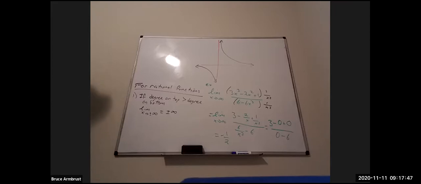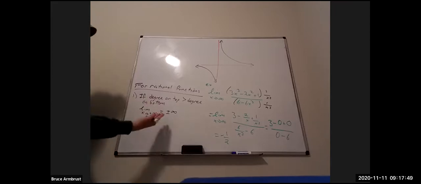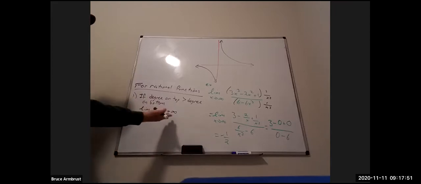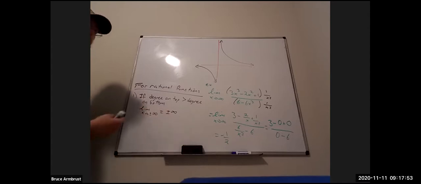Okay, so if the degree on the top is bigger than the degree on the bottom, you can just write that. In terms of which way, plus or minus infinity, that's where you do want to plug in a number and just see, do I get a positive or a negative value?